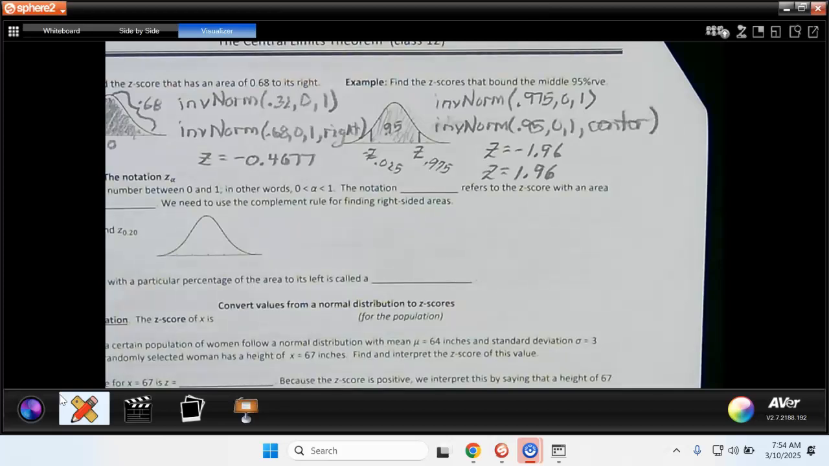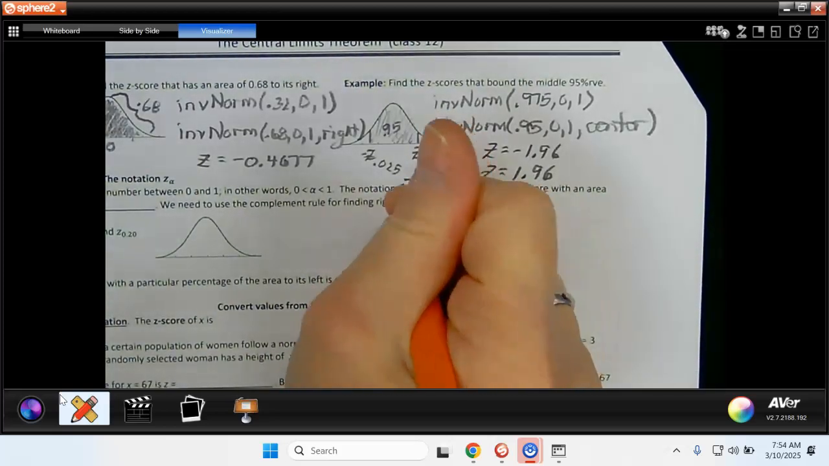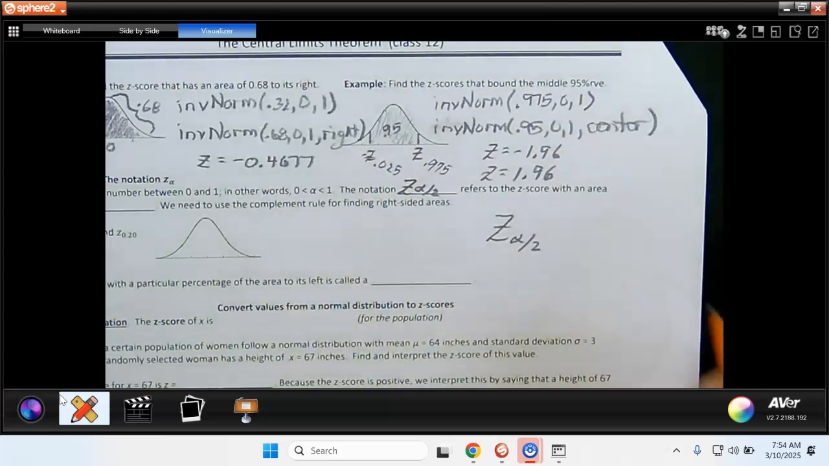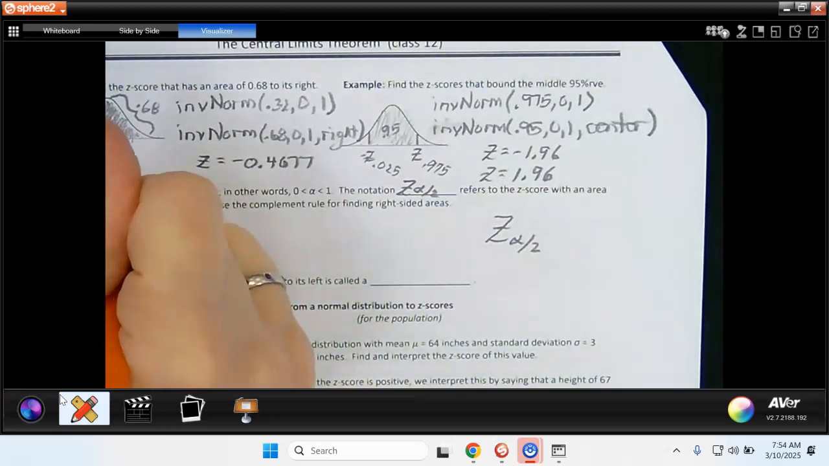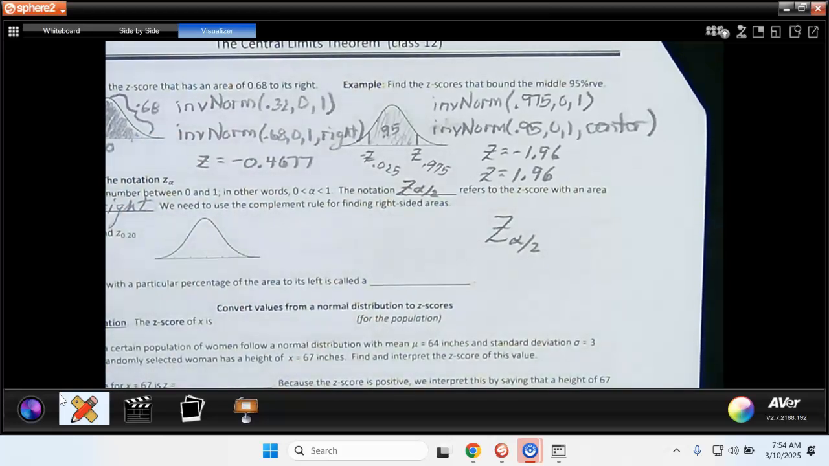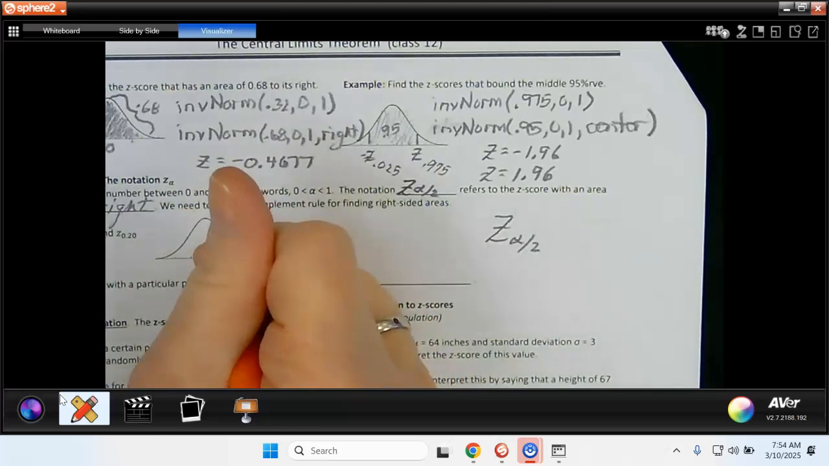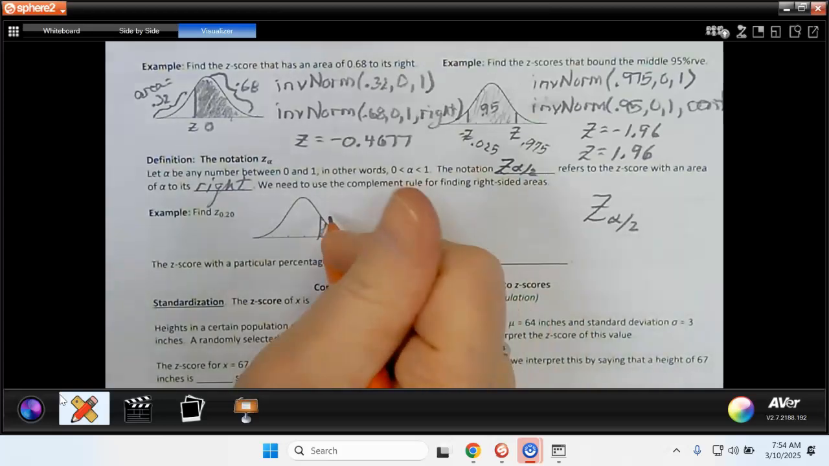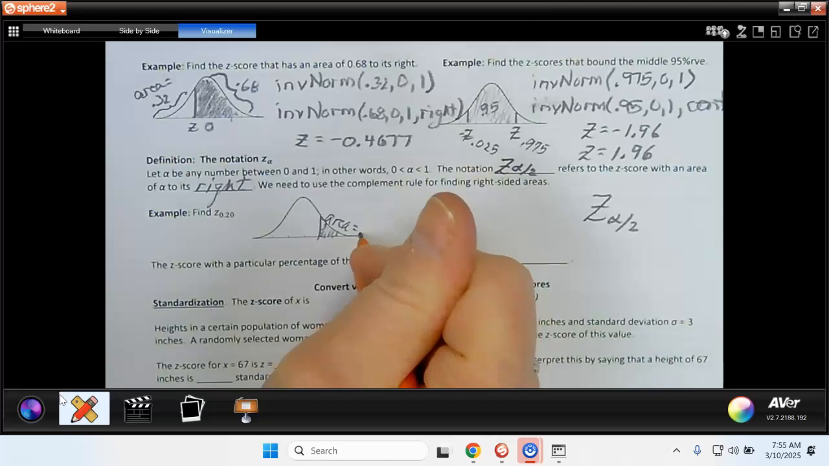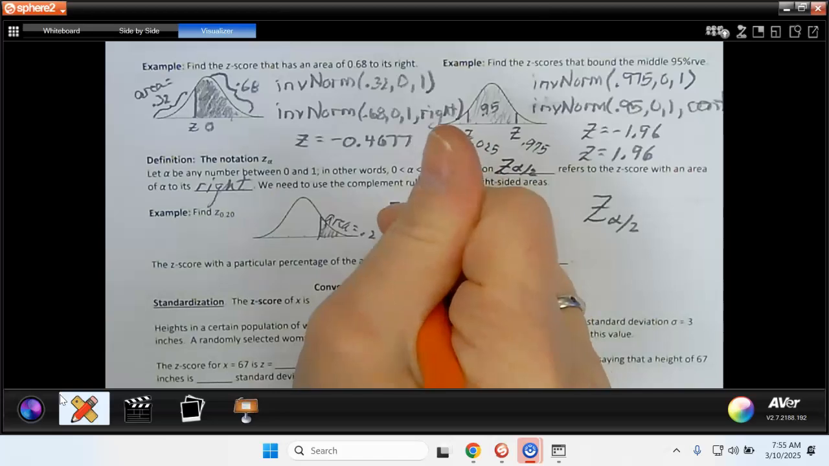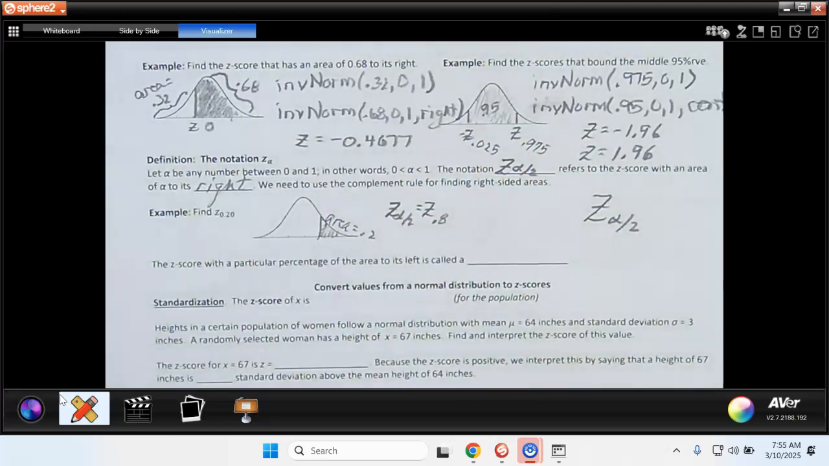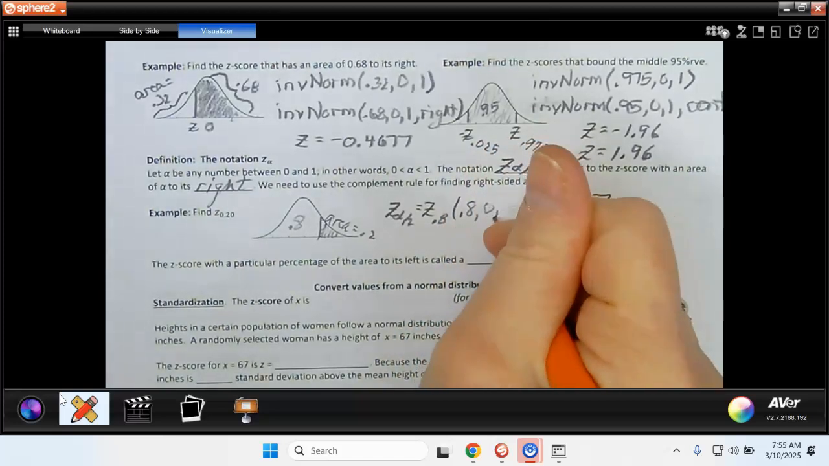Okay, let alpha be a number that's between 0 and 1. The notation z sub alpha over 2, I'll probably have to write this bigger. Let me write that over here. Z sub alpha over 2 refers to the z-score with the area to its right. You need to use the complement when finding the right side. So let's shade here. Z sub 0.2 would be that last 20% over here with an area of 0.2. And again, it's the exact same thing. So z sub alpha over 2 would, in this case, be z sub 0.2. If this is 20%, this means this is 80% or 0.8.